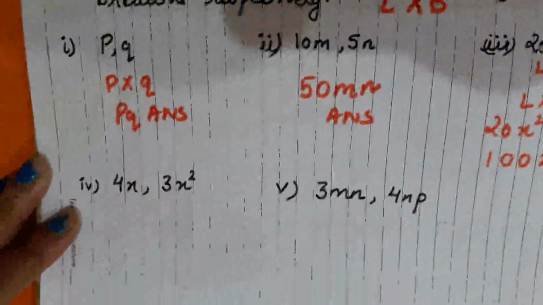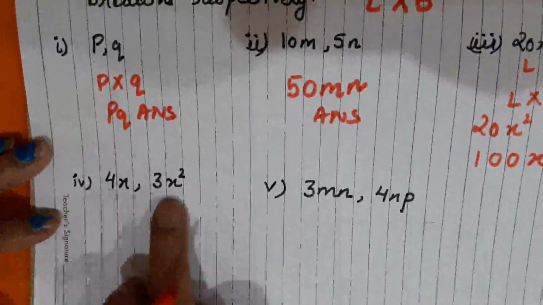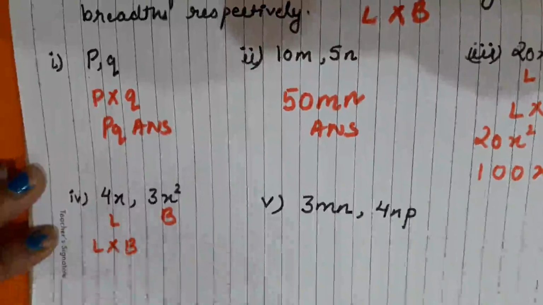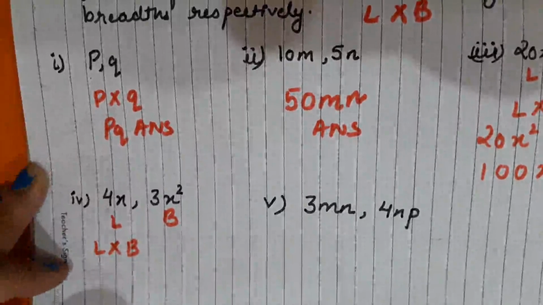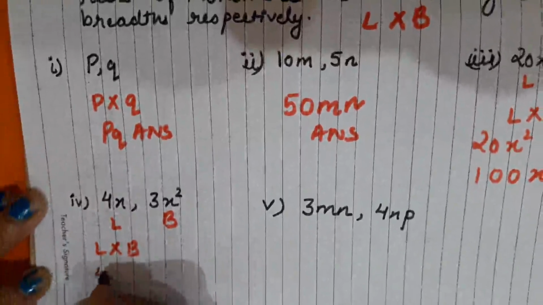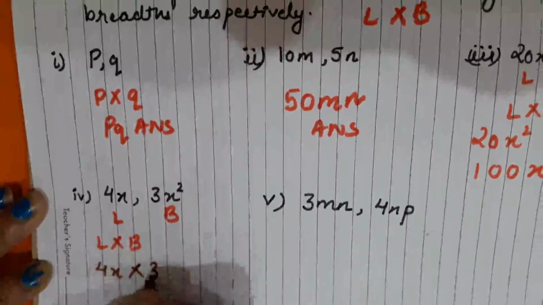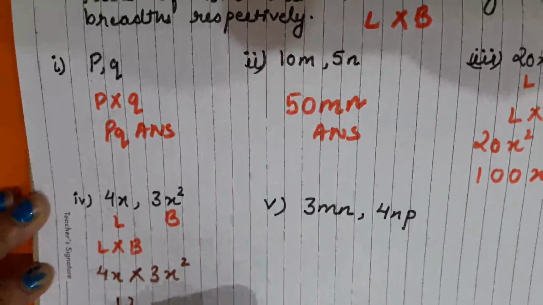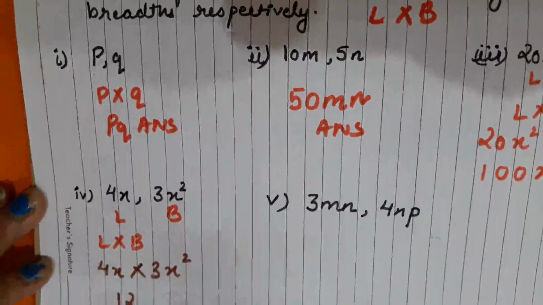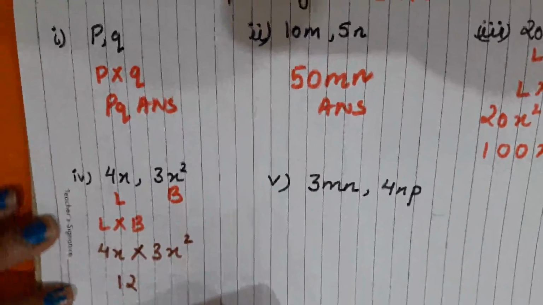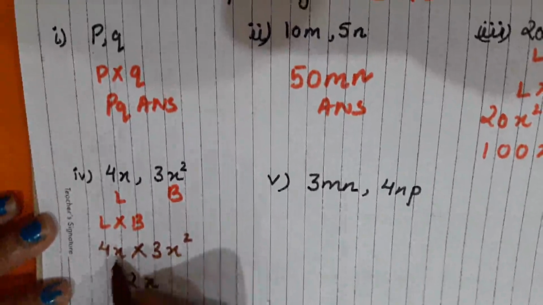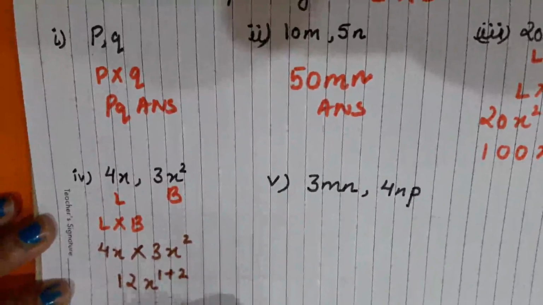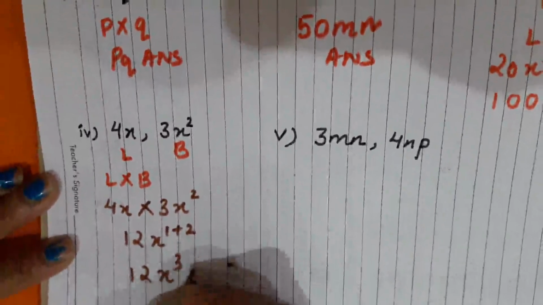Next, the fourth part. This is 4x and 3x square. This is your length, this is your breadth. Length into breadth: length is 4x and breadth is 3x square. 4 into 3 is 12. When the variables are the same, in that case we have to add the powers. So here x has 1 power and x has 2 power, 1 plus 2. It gives you 12x cube as your answer.